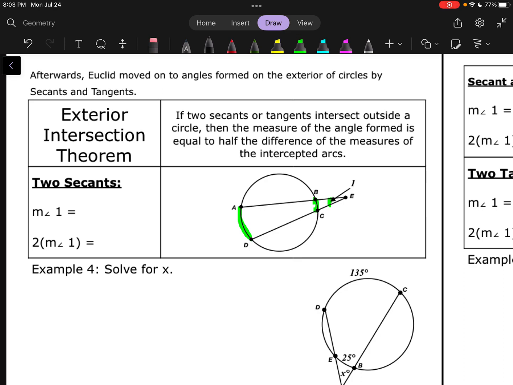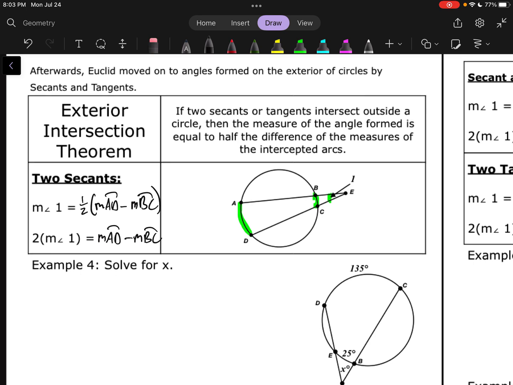So this would say that the measure of angle 1 is equal to 1/2 the measure of AD minus the measure of BC. Or we can do the 2 times the angle version, where we just say that 2 times the angle is equal to just the difference. Sometimes it's going to be easier to set up one or the other.